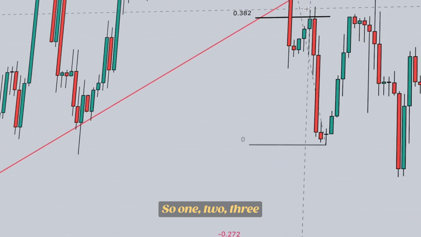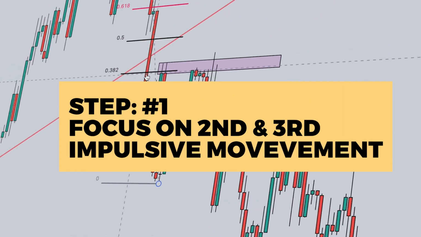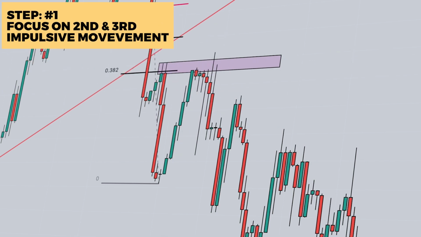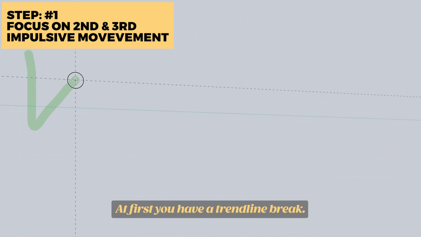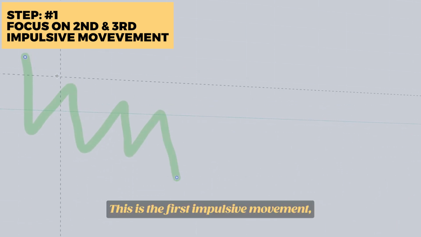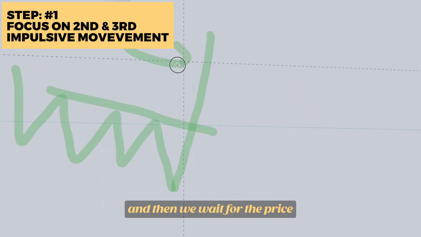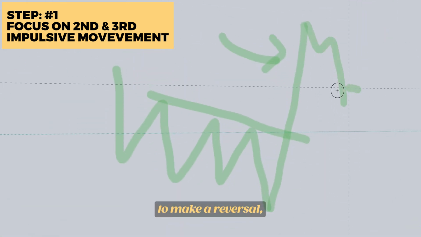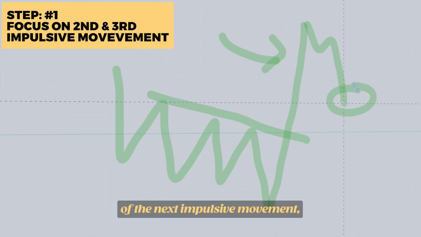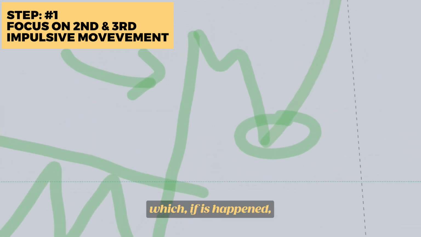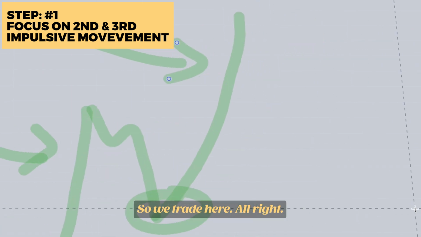So step 1, 2, and 3, make sure you understand how it works. Now, step number 4 is we only focus on the second and third impulsive movement. What do I mean by this? At first, you have a trendline break. This is the first impulsive movement. And then we wait for the price to make a reversal. And then we anticipate this is the beginning of the next impulsive movement, which if it's happened, this is a second impulsive movement. So we trade here, all right?